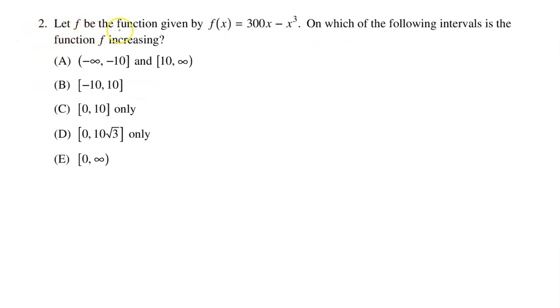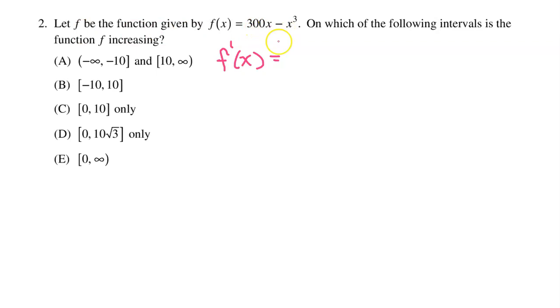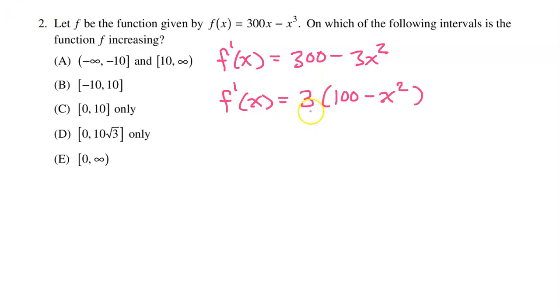Number 2, let f be the function given by f of x equals 300x minus x cubed. On which of the following intervals is the function f increasing? We know that f will be increasing when f prime is positive. So our strategy will be to make a sign chart of f prime and see where it's positive. The derivative of 300x is 300. And for the next term, the 3 comes to the front, and we have 3x squared. If we factor out a GCF of 3, we have 3 times 100 minus x squared.